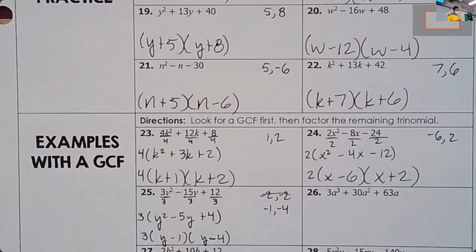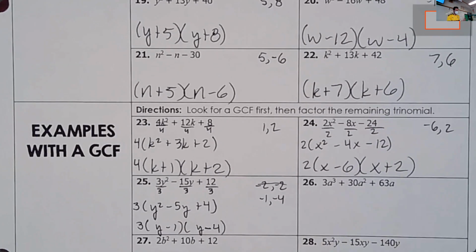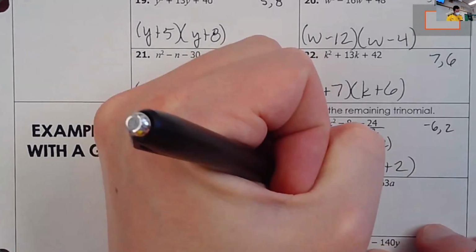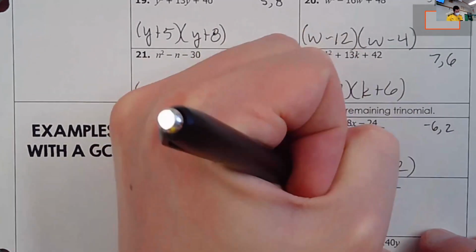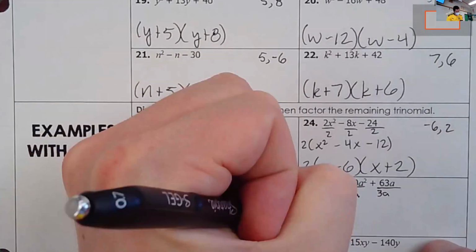A few more here. 26. What are we going to do with that one? What can we factor out of all 3 of those? A 3, yes. And what else? And an a, yeah. So they all have at least one factor of a. Factor out the smallest exponent of a, which is 1. So 3a is our GCF this time. 3a. And we factor that out, 3a.